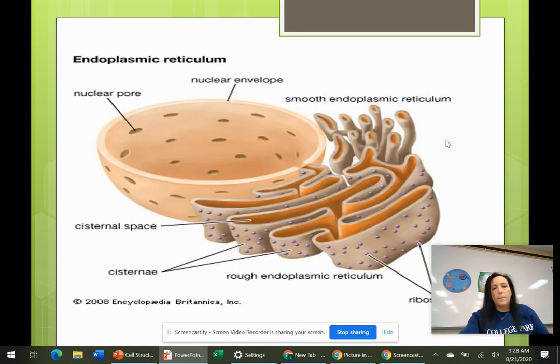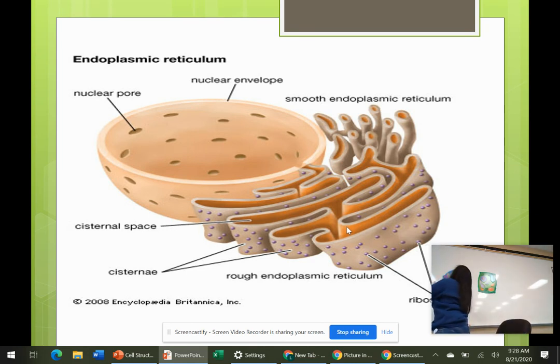All right. Here's another picture of them in 2D, and it gives you more detail about what they look like. They're usually attached to the nucleus, because they have to transport materials in and out of that nucleus.